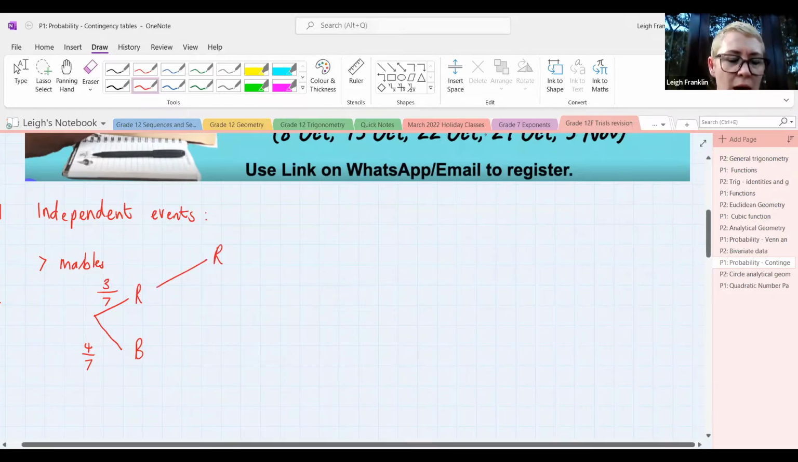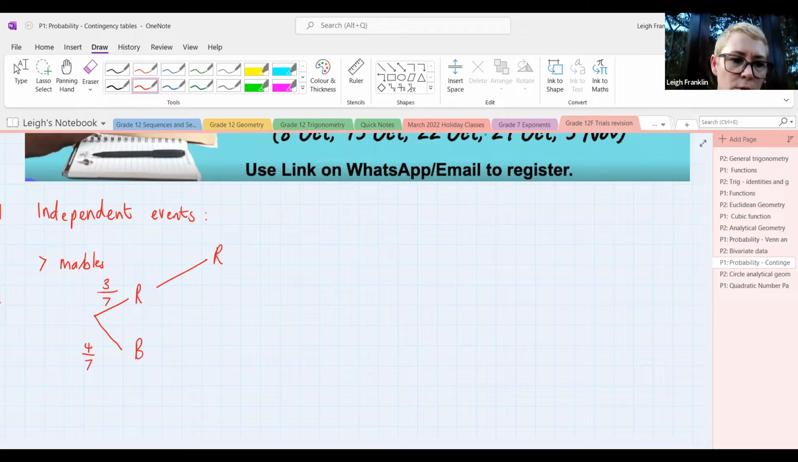So the second time, when I want to take out another red marble, I still have a 3 in 7 chance of getting a red marble, because there's still 3 red marbles in the bag and still 7 marbles in total. Does that make sense to everybody? So in other words, my second choice of red is completely independent of what happened the first time round. The fact that I took the marble, looked at it, and put it back into the bag does not affect the outcome the second time round.